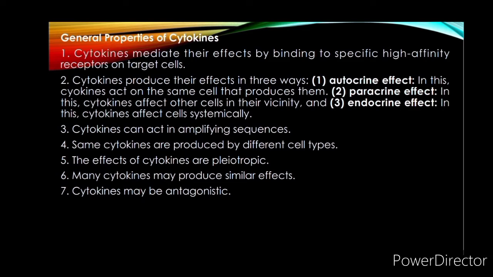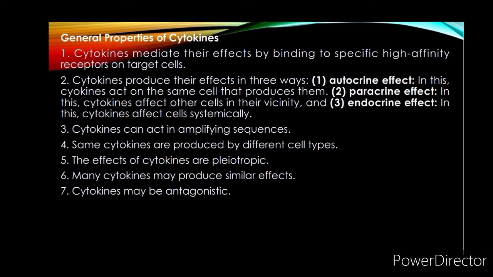And the last property of cytokines is that cytokines may be antagonistic, that is, having opposing effects. In this way, they can finely regulate the intensity and type of an immune response. For example, interferon gamma activates macrophages, while IL-1 or IL-10 prevents macrophage activation.